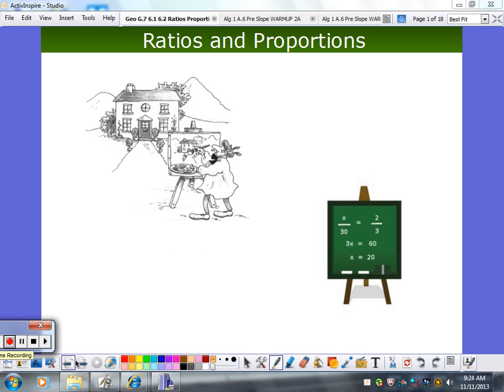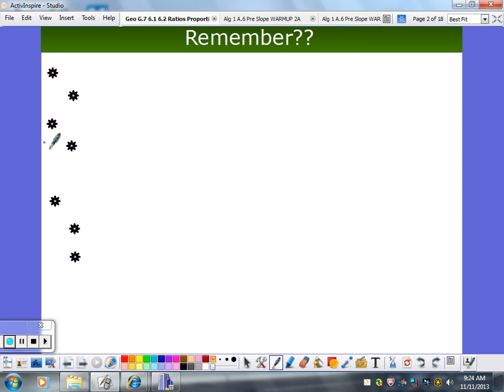All right, ratios and proportions. Remember this. Do we remember what a ratio is? No. Yes.